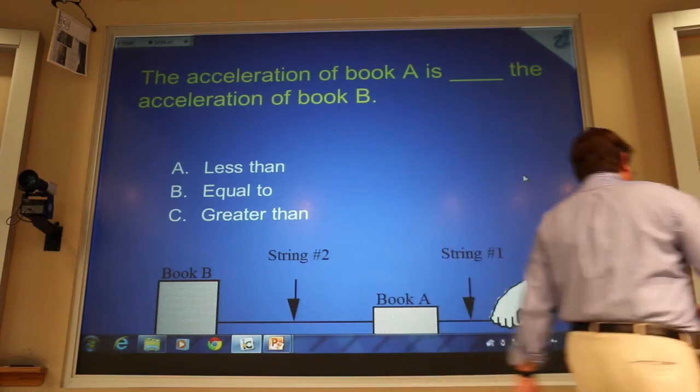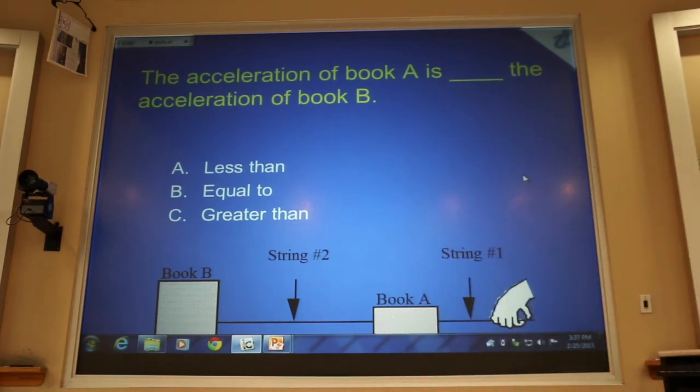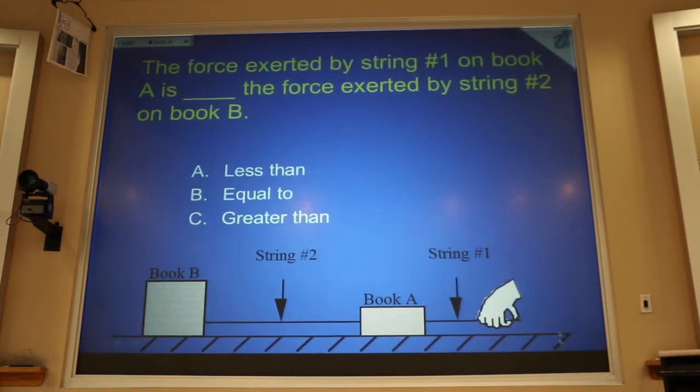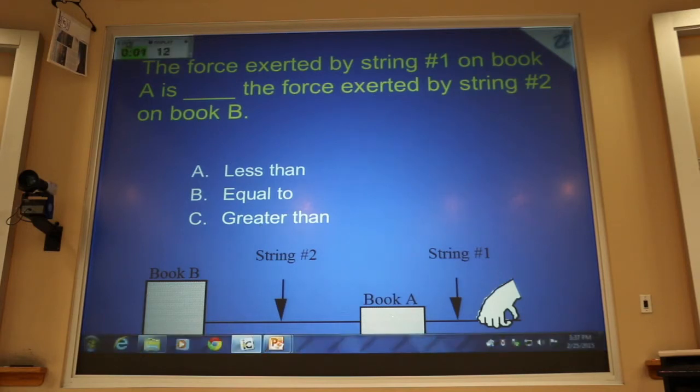Okay, now let's answer the next question. And that is, the force exerted by string 1 on book A is less than, equal to, or greater than the force exerted by string 2 on book B. Tell me how you answered that question just now.